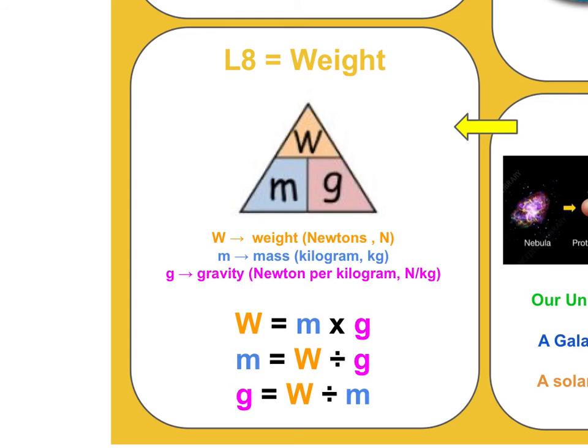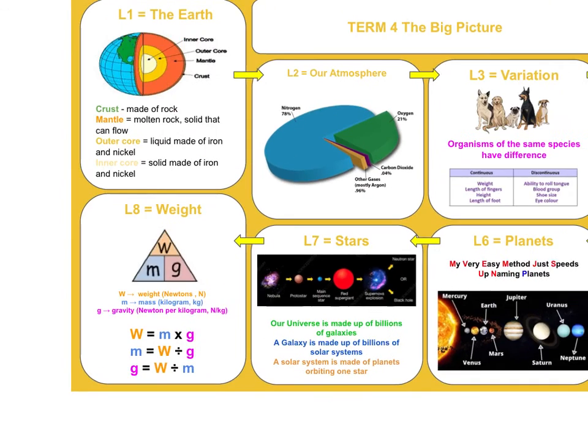Lesson 8, back to the formula triangle then. This time, it's W for weight, M for mass, G for gravity. We measure weight in newtons because it's a force, mass in kilograms, and gravity in newtons per kilogram. Again, if I want to pick a subject such as G, I cover the letter with my finger, and it's W over M, which is W divided by M, which is this equation here. And that was term 4.